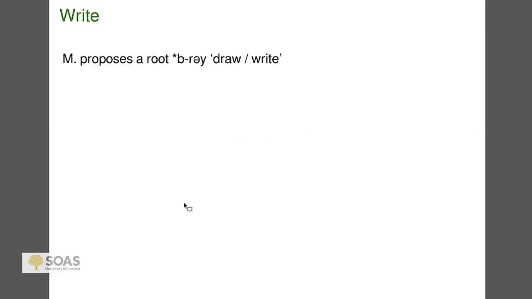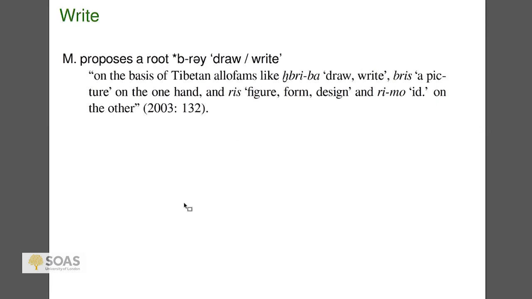And let's look at the root *bre. Matisoff reconstructs a root for Sino-Tibetan *bre, which means to draw or to write. He says this is on the basis of Tibetan allophones like, in Old Tibetan, abriwa, draw or write, bris, a picture, and ris, figure or form, and rimo, on the other hand. Let me just make clear: the first two support the B, the second two don't support the B, which is why he has the B hyphen. He's saying the B can kind of come and go, like you see in Tibetan.